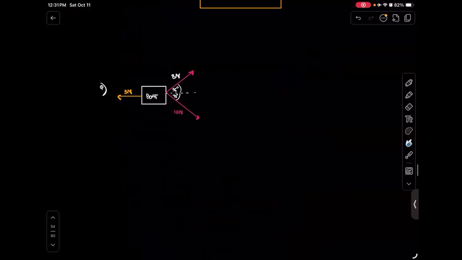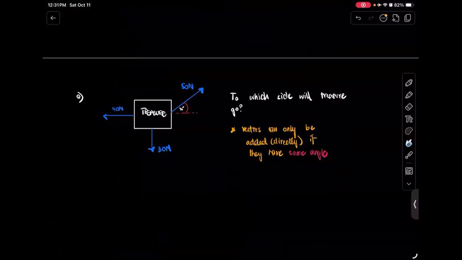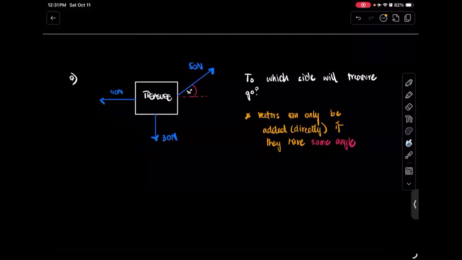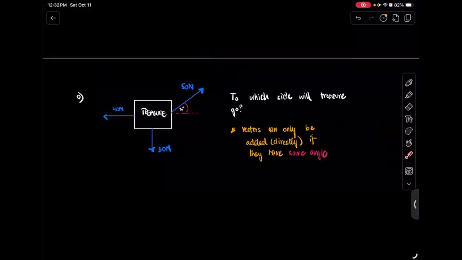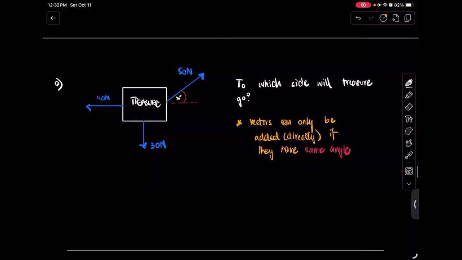Okay, makes sense. Perfect. Now we're going to do another very similar question, and this one's on you. There's a treasure box, and 3 people find it, and most of them obviously want to keep the treasure for themselves. This person is trying to pull with 50 newtons on this side. There's another person trying to pull in this direction, and another person trying to pull towards the left. The question is, to which side will the treasure go? Who's going to win the treasure tug of war?